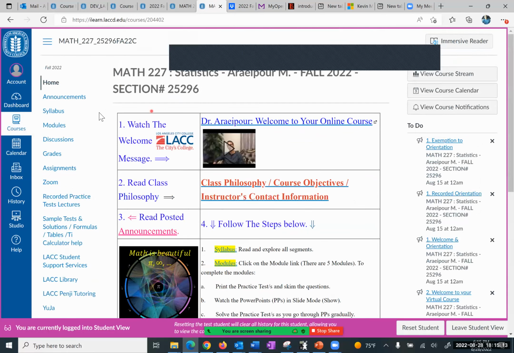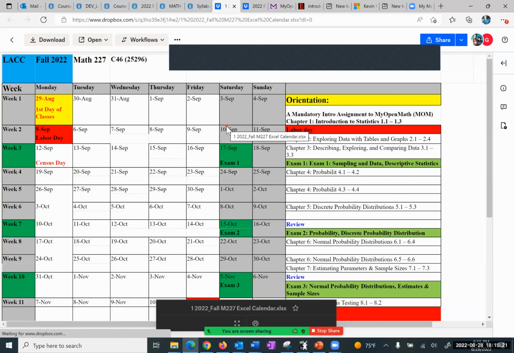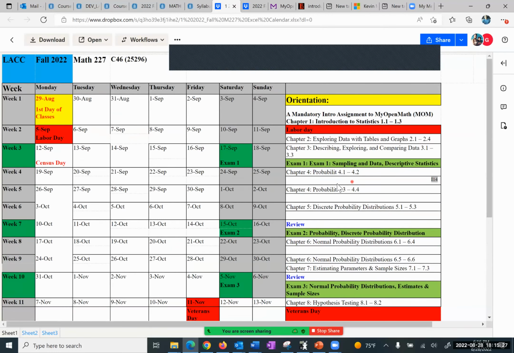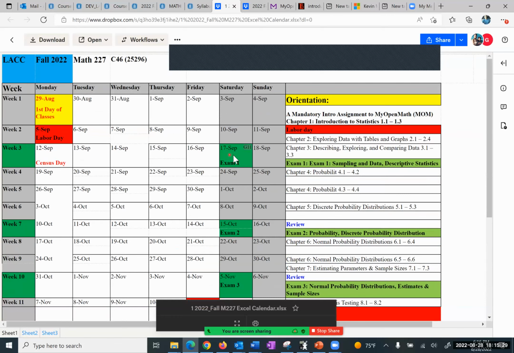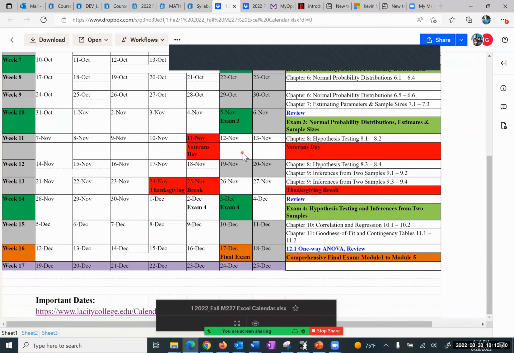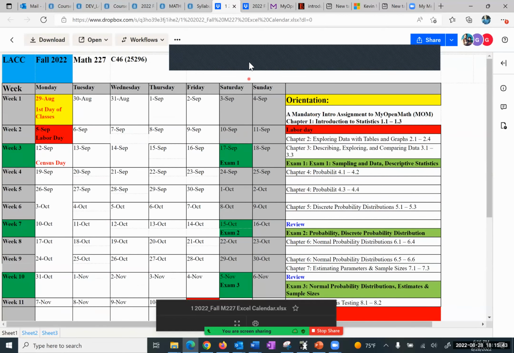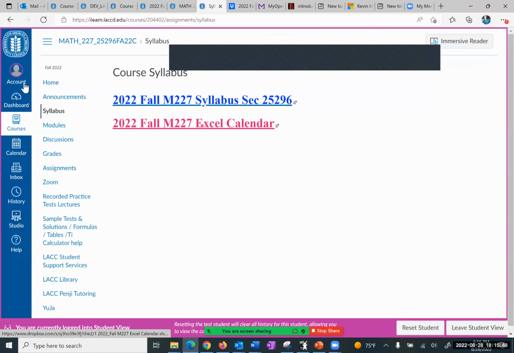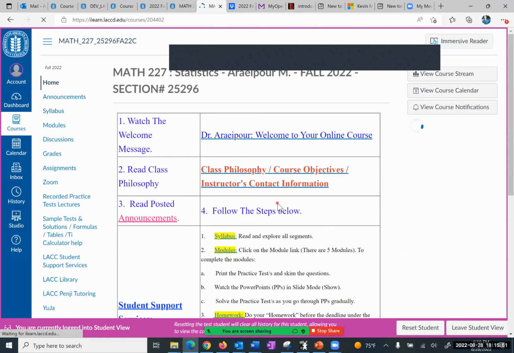I'm going to go back, and on the syllabus, I also have this Excel calendar, which roughly tells you where we should be at any given time, and also the exam dates. The first one is coming up in a few weeks, like week 3, and it tells you the sections that we are going to cover. So we also have the calendar. Instead of putting the calendar in the syllabus, I put it separate because I thought it would make it easier to look at it that way. All right, so that's the syllabus.